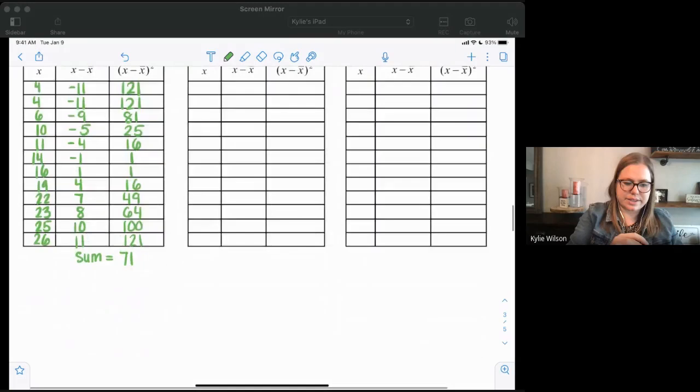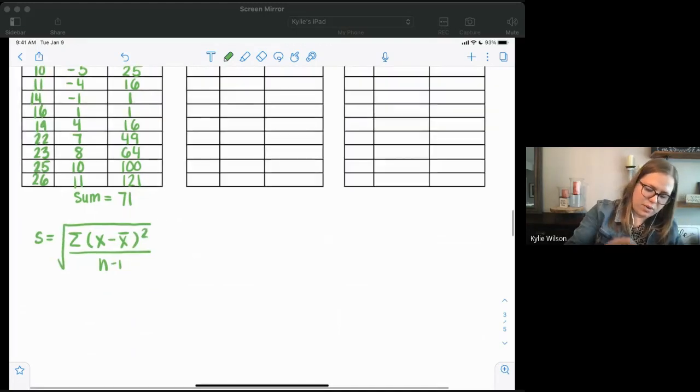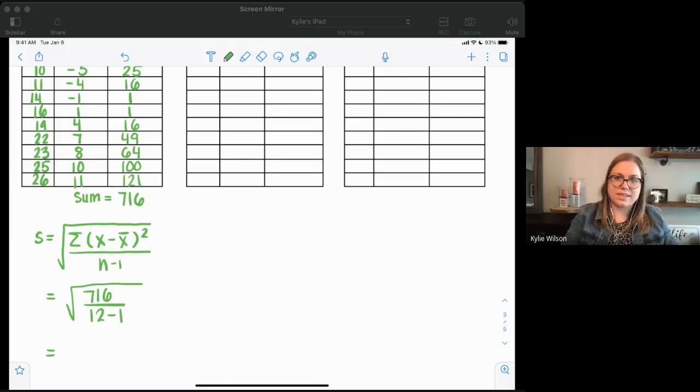So what I'm going to do now that I found the numerator is to find my standard deviation. I'm going to write out my formula again. And we did find our whole, oops, that's not 71. It's 716. Sorry, I didn't write the 6. And then we will have the square root of 716 all over 12 minus 1. This 12 here is my number of data points, same n as it was in my mean. And when I put this into my calculator, I'll get 8.07.